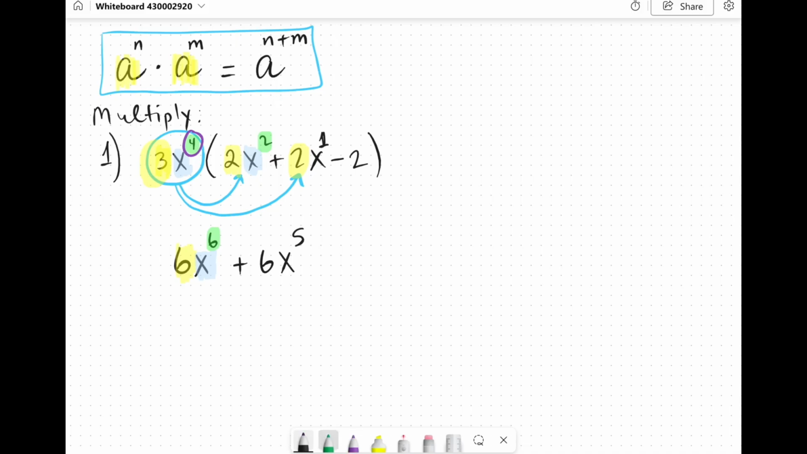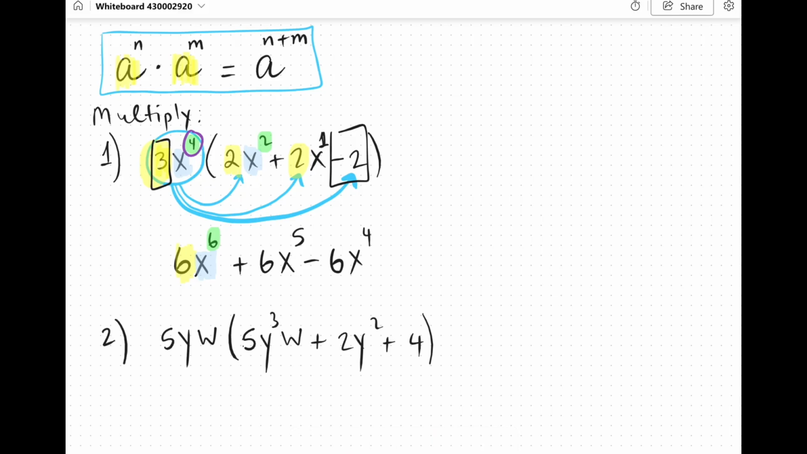Finally, we'll go back to our 3x to the fourth and we'll now multiply it by this negative 2. So there are no x's by the negative 2. You'll just have to multiply 3 by negative 2, negative 6 again, and you just bring down the x to the fourth that was already by this 3. This is it, you multiplied. Let's look at another example.